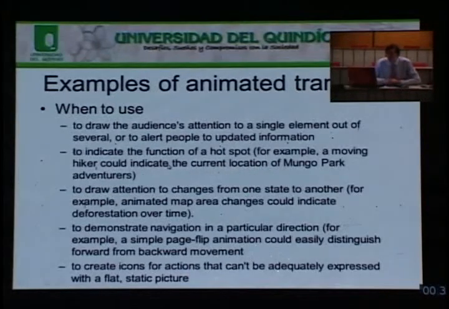Okay, so here are some examples where you can use animated transition effectively and efficiently. The best use is to draw attention to a single element out of several, or to show what has changed, like in the update of Wikipedia. Or you want to focus on a hotspot. Out of different information, you want to emphasize some part of it.